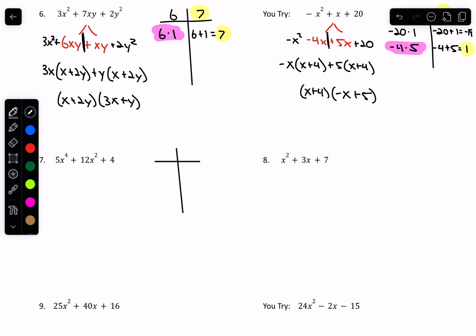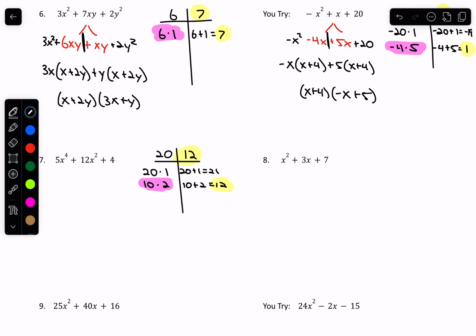Make a t-chart. 5 times 4 is 20. The b term is 12. If I choose two numbers, I might try 20 times 1, but that adds up to be 21. That's too big. I might try 10 times 2. That adds up to be, oh, look at that, 12. So 10 and 2 are my two magic numbers. Notice, by the way, that I don't always know the right combination immediately. Sometimes you have to actually try a couple until you find the right combination.